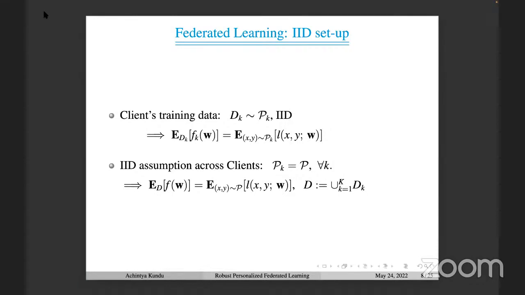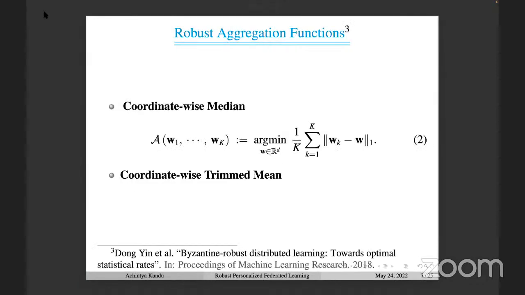So the problem I mentioned is that, based on the robust aggregation method you employ, you have to derive your convergence results in a very specific way. There is no generic structure available. So this is one thing that we want to explore: even if you employ a different robust aggregation function, your federated learning approach should still work.